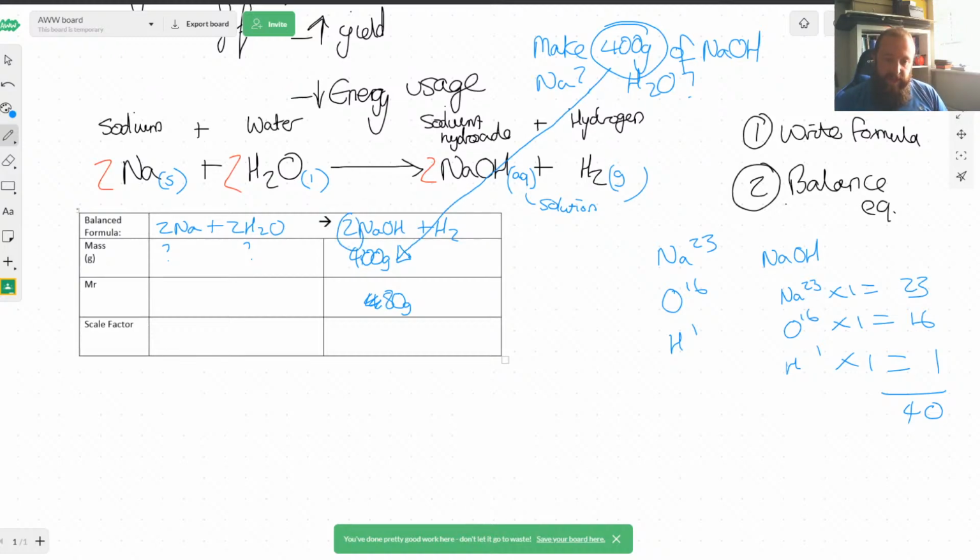This scale factor here, I multiply by my MR. So in other words, I've got 40 times 2 equals 80. Water is 18, and I'm going to multiply it by 2, so that's 36. Sodium is 23, and I'm going to multiply that by 2 as well to give me 46.